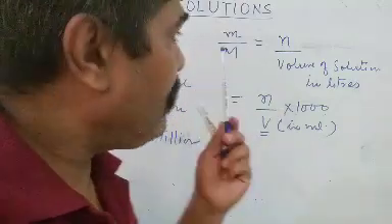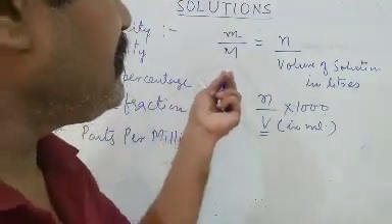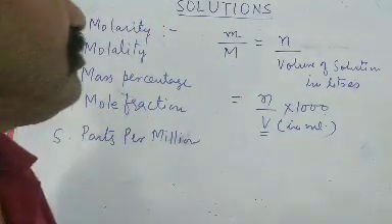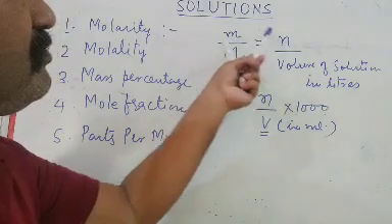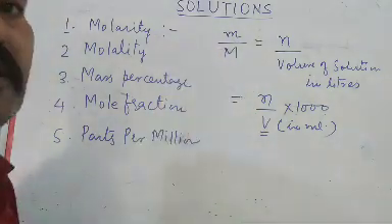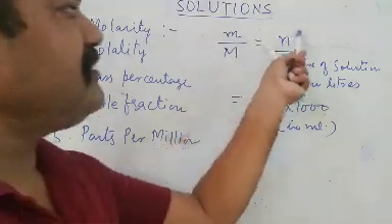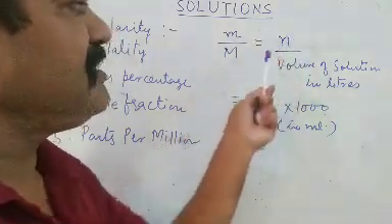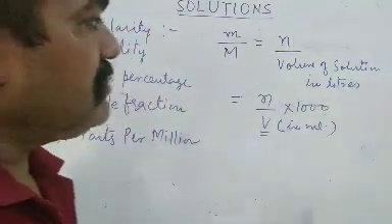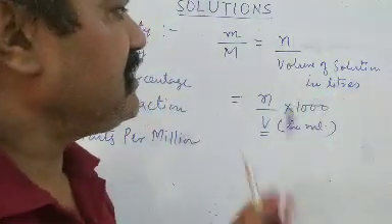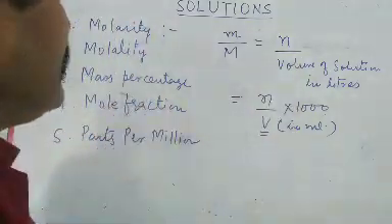So in this way we can find the molarity of a solution, in which small m is the mass of the solute given, and capital M is the molecular mass of the solute. First we find the ratio m upon M, the number of moles of the solute present in the solution, and the volume of the solution is taken in liters. Then this ratio will be the molarity.